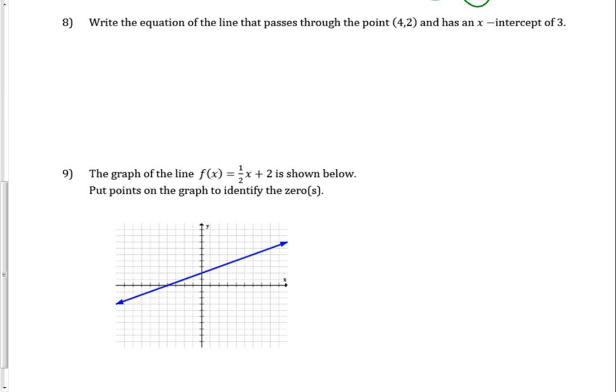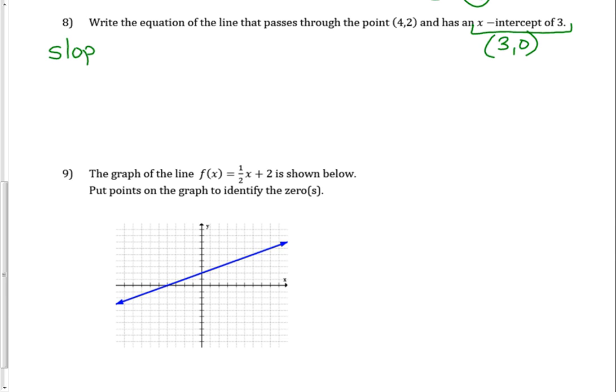Number 8, write the equation of the line that passes through point (4, 2) and has an x-intercept of 3. Can't really do much with this, but I want to convert this to a point. So an x-intercept of 3 is written as (3, 0). Remember that the x-intercept is on the x-axis, so the y value would be 0. So I have a point (4, 2) and (3, 0).